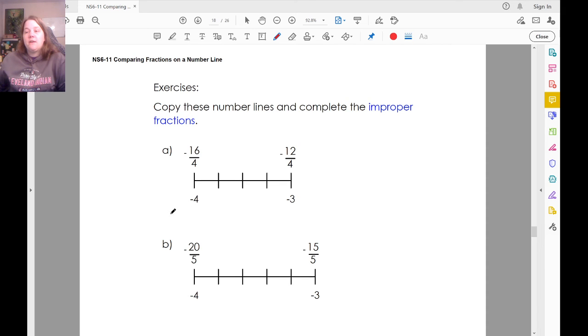So they want you to go ahead and fill out those number lines. Go ahead and try on your own. When you come back, we'll talk about it. I'm going to go ahead and fill these in here.